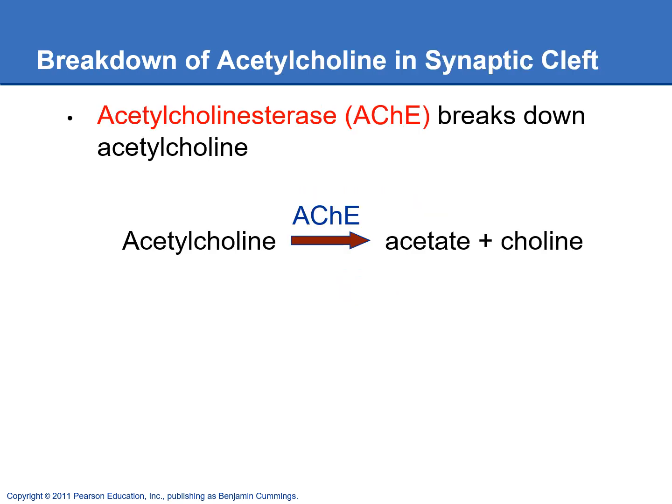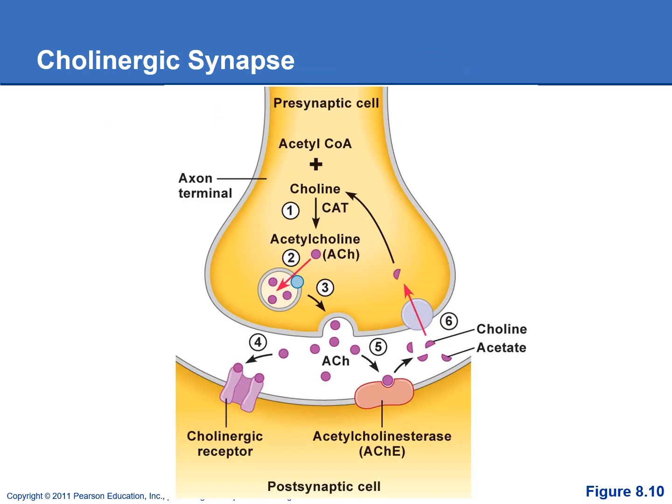But I do want you to know how acetylcholine is broken down. So there's an enzyme called acetylcholine esterase, and that will break down acetylcholine in the synaptic cleft after it's been released from the axon terminal. And let's just take a look at a picture here. So here's our cholinergic presynaptic neuron and the axon terminal. This is where the acetylcholine neurotransmitter will be made.